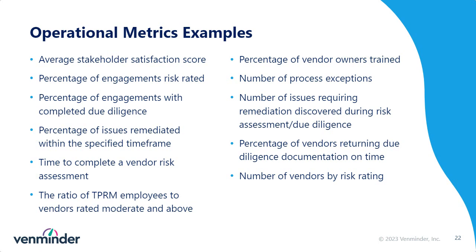So for operational metrics, we might look at our stakeholder satisfaction score, how well we are remediating issues within a time frame, how long it is taking us to complete a vendor risk assessment. We might want to look at the percentage of engagements that are risk rated and that have completed due diligence or current due diligence. How many of our vendor owners have been trained? How many issues did we discover during our risk assessments that need remediation? And how are our vendors doing with turning in their documentation on time? You also might think of the number of vendors by risk rating.